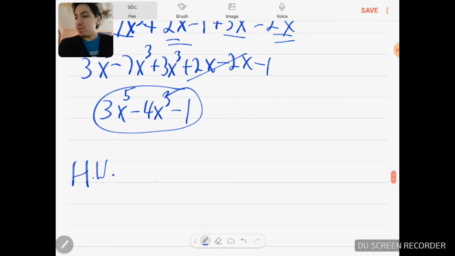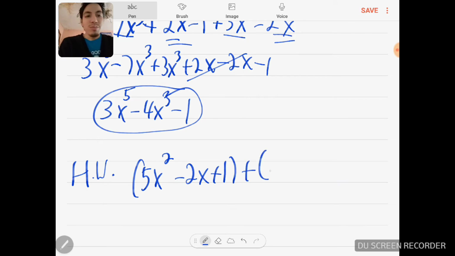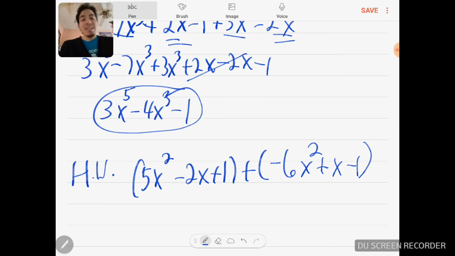Homework, optional as always. Try to do this one: 5x squared minus 2x plus 1 plus negative 6x squared plus x minus 1. That will be your homework. And leave your answer down in the comment section below.